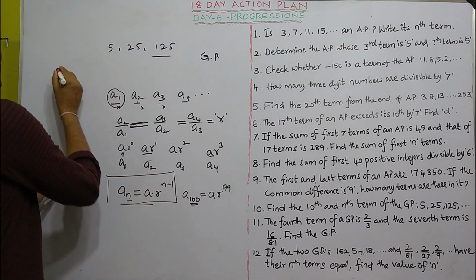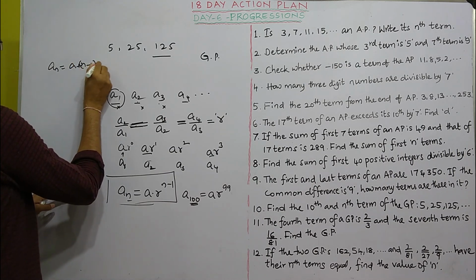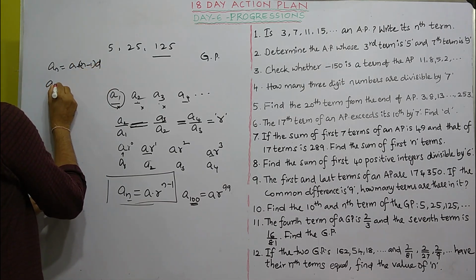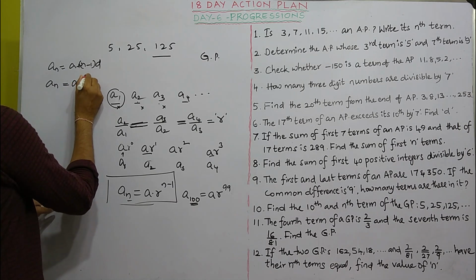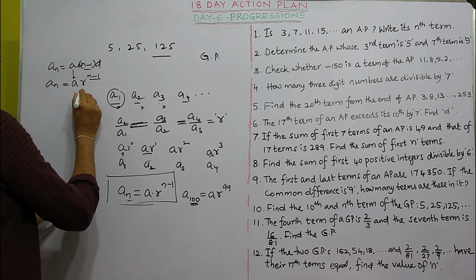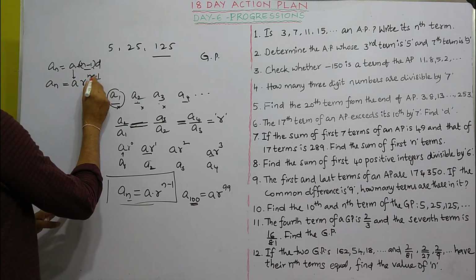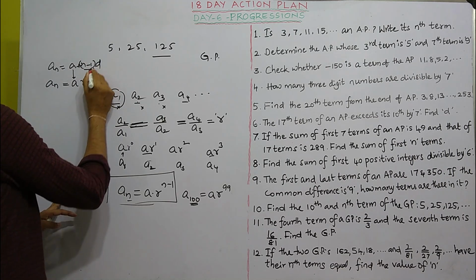In arithmetic progression it was an is equal to a plus n minus 1 into d, and here in geometric progression it is ar to the power of n minus 1. So a is common, n minus 1 into d here, r to the power of n minus 1 here. So n minus 1 is always the same. It is either multiplied or raised to the power.